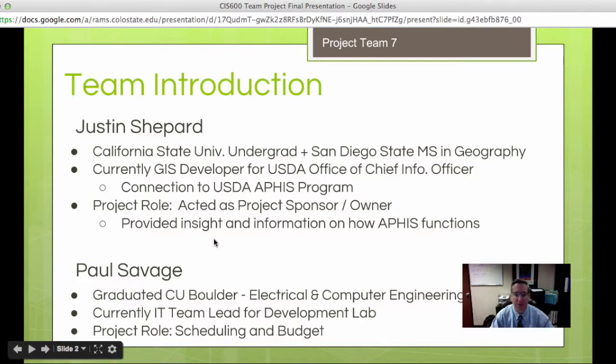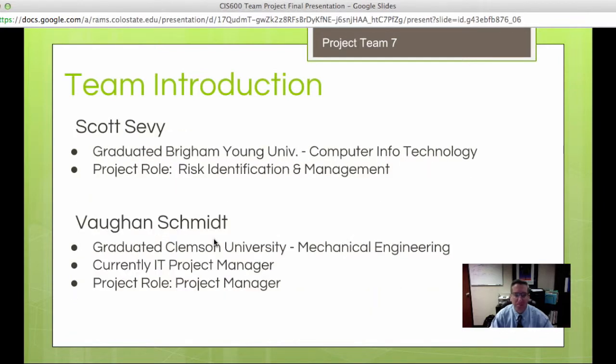Next, there's Paul Savage. Paul graduated from CU Boulder in Electrical and Computer Engineering, and he's currently working as an IT team lead for a development lab. On the project, his role was primarily schedule and budgeting. Scott Sevey graduated from Brigham Young in computer information technology. On the project, his role was primarily risk identification and management.